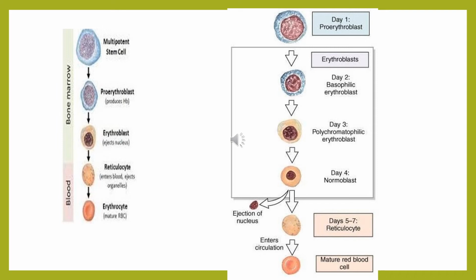Means from day number 2 to day number 4, these blood cells are in the bone marrow cavity in the form of erythroblasts. Now this erythroblast ejects the nucleus and gets converted into reticulocytes. The reticulocytes enter into the blood, eject the organelles and get converted into mature erythrocytes.